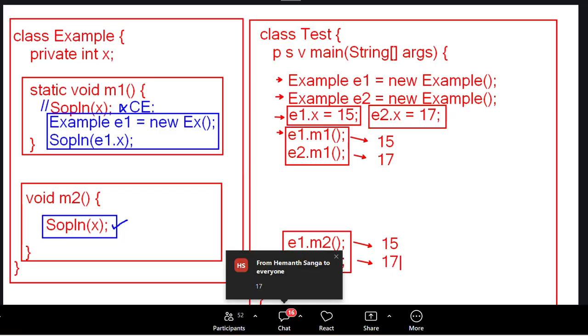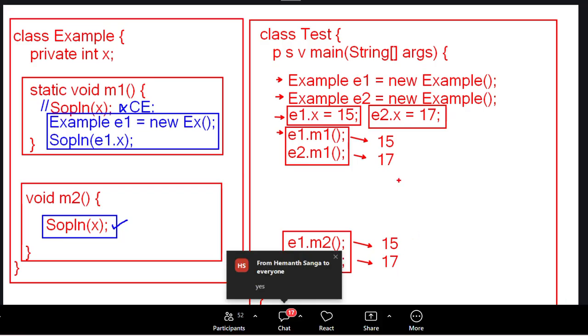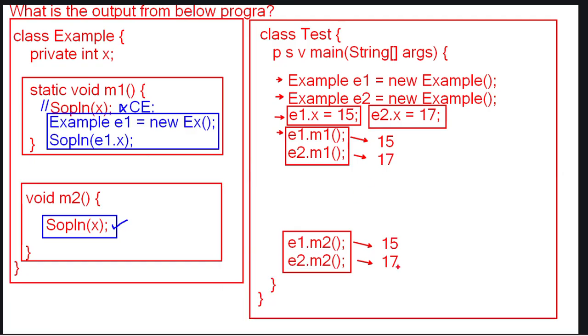Correct? 15, 17, 15, 17. Right? Everyone, confirm? This is a written test exam. Online students, right? This is the written test exam on the topics I have explained. Definitely in the exam you will get the question: what is the output from the below program? What will you answer? That's what you have to confirm. 15, 17, 15, 17. Correct?